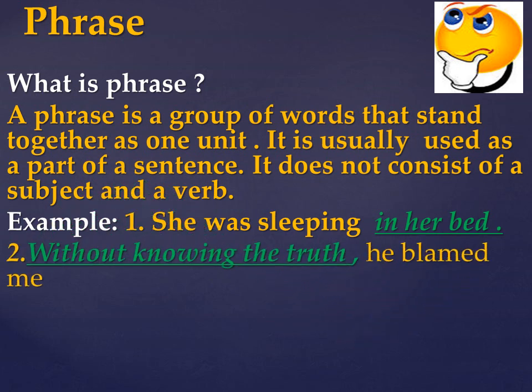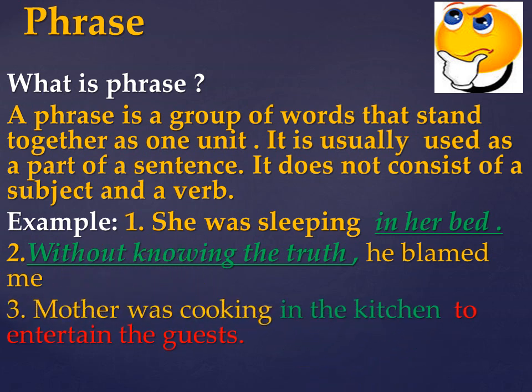Next one, without knowing the truth, he blamed me. Without knowing the truth, he blamed me. So here, look at the green part. It fulfills all the features of a phrase. Without knowing the truth, a group of words, it works as one unit, is a part of the sentence, it doesn't have any subject and verb, so it's a phrase.